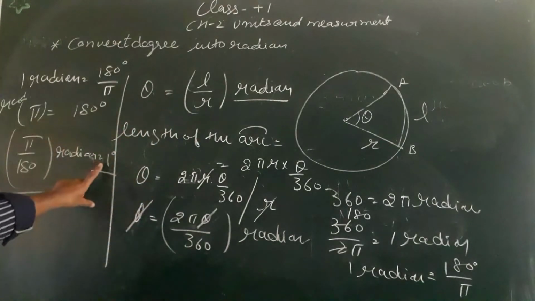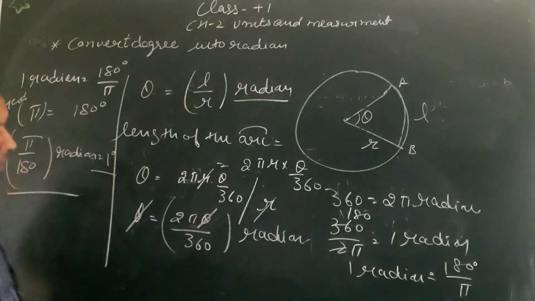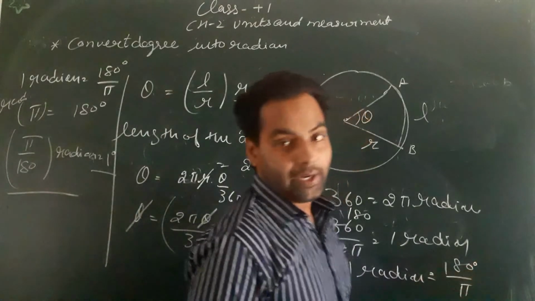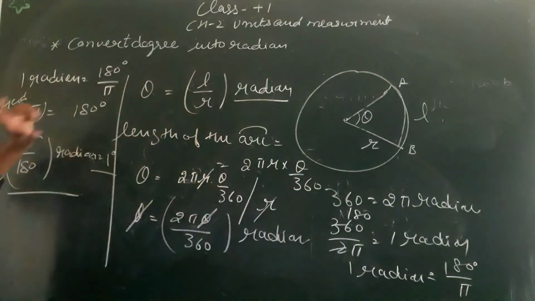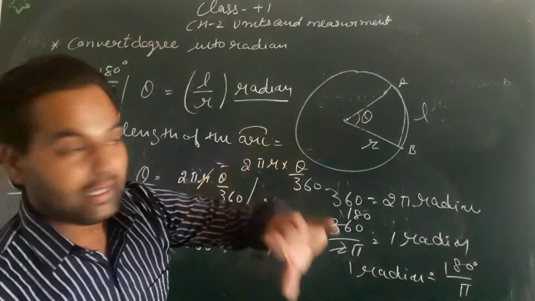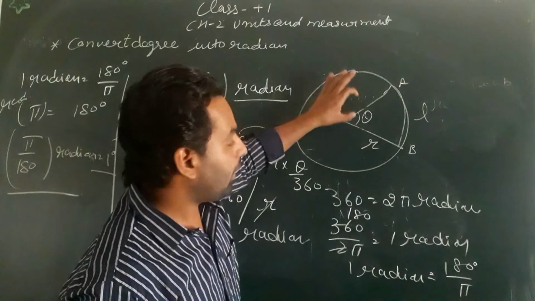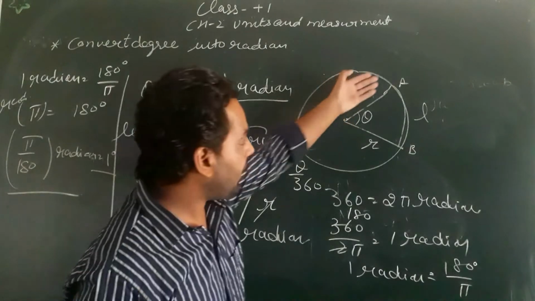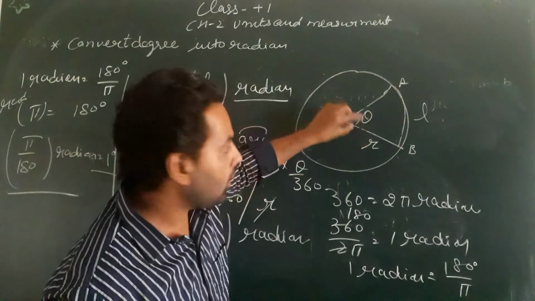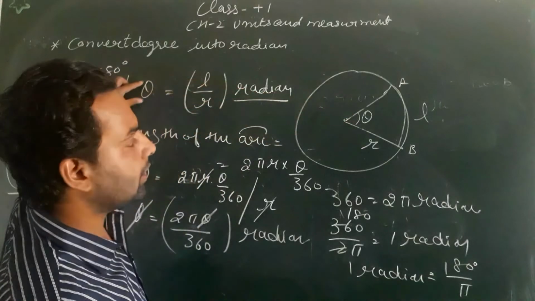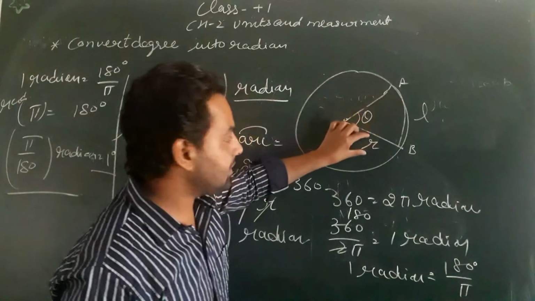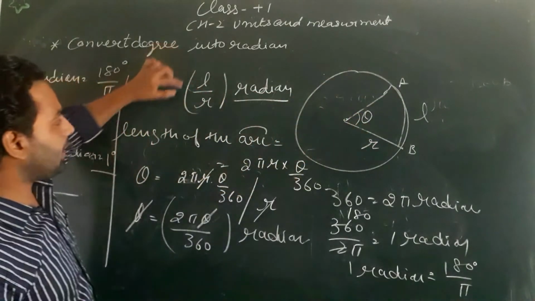1 degree is equal to pi by 180 and 1 radian is equal to 180 by pi. Again we are repeating what we have seen here. We know that what is radian? Radian is the angle subtended at the center of a circle by an arc whose length is equal to radius. If theta is the angle subtended at the center, L is the length of the arc and R is the radius, then theta is equal to L by R radian.